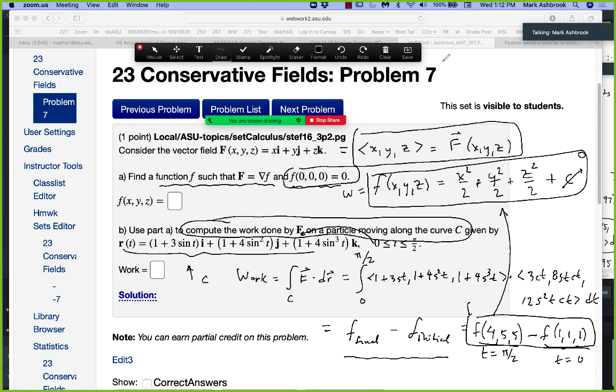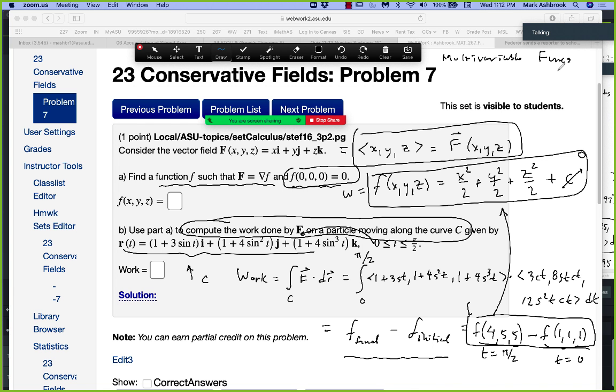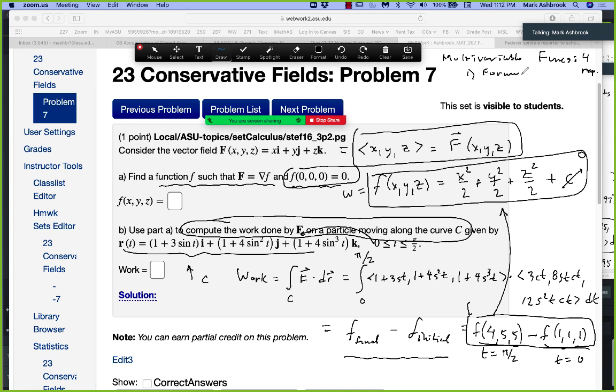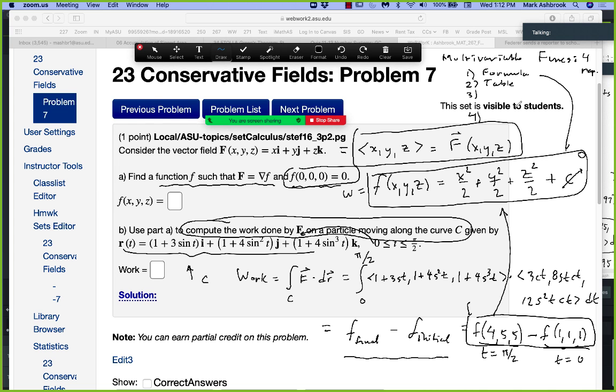In terms of these multivariable functions, back when we introduced them, a month and a half ago, or maybe even longer, we said there were 4 representations. First was a formula, a function formula. That's what we have here. What were the other 3? I don't even remember. One of them was a table, a table of values. What else? The contour plot, or level curves. A contour plot of level curves.